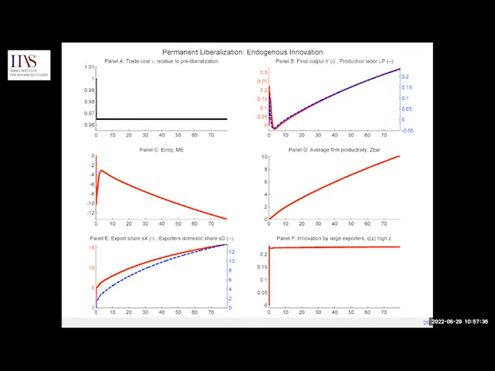And as I was showing you before in the static condition, now it makes innovation more valuable to the exporters. So the exporters now increase their innovation rate. And as you see, it's kind of constant for the large exporters. So that's that first order condition I was showing you. So now the exporters are innovating more and they're getting bigger and bigger and bigger.